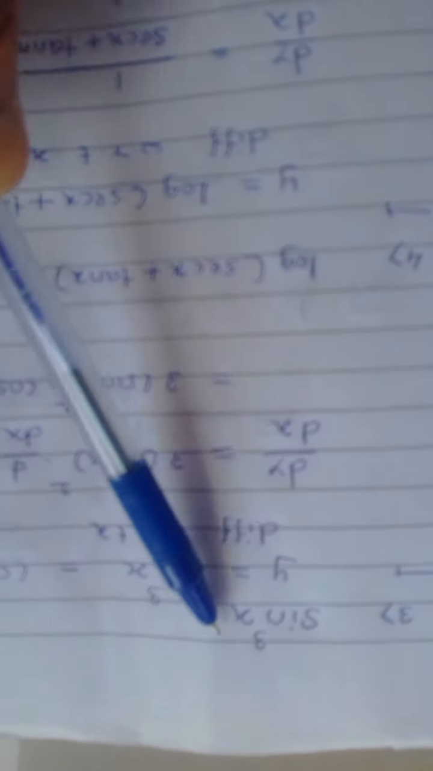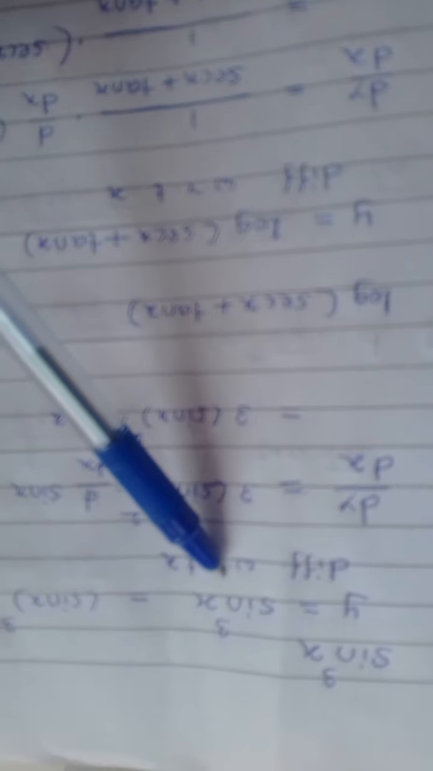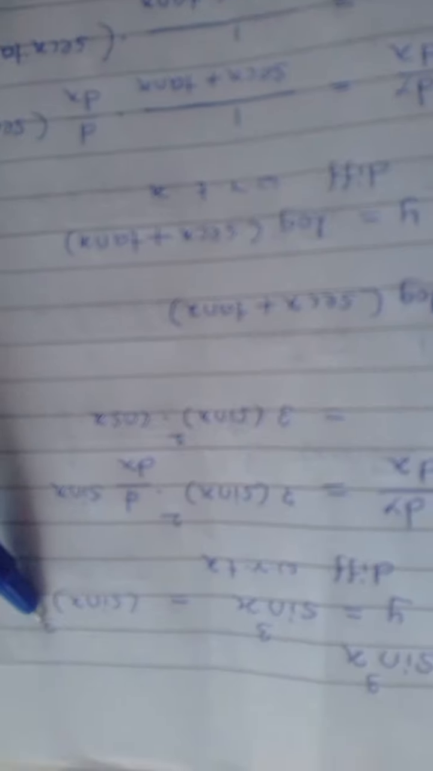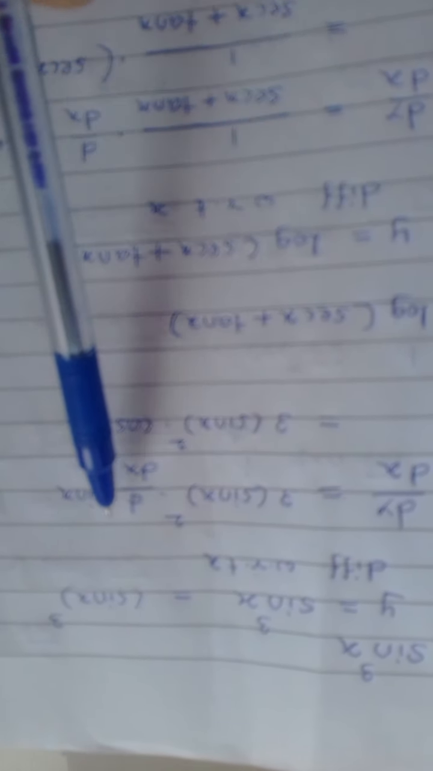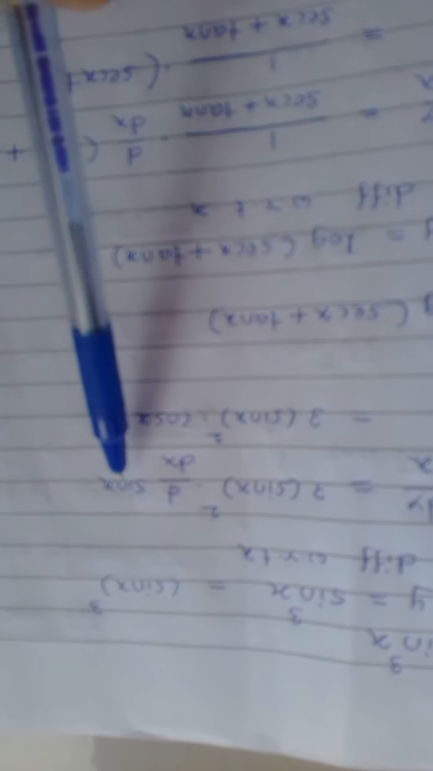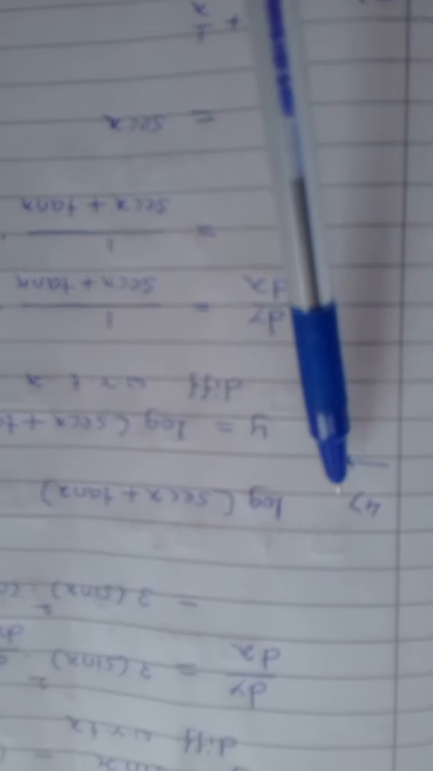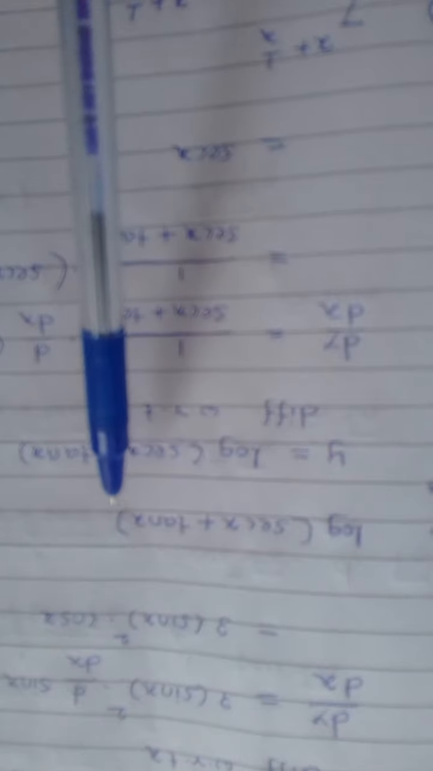Now the third question: sin cube x. Take at first the notation y is equal to sin cube x. Again, we can write this as (sin x) cube. Now differentiating with respect to x, dy by dx is equal to 3 times sin x raised to 3 minus 1, meaning 2, into d by dx of sin x, and d by dx of sin x is cos x here.